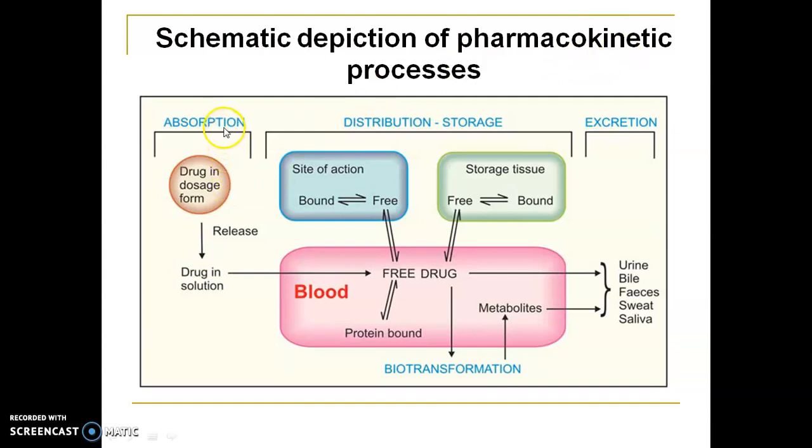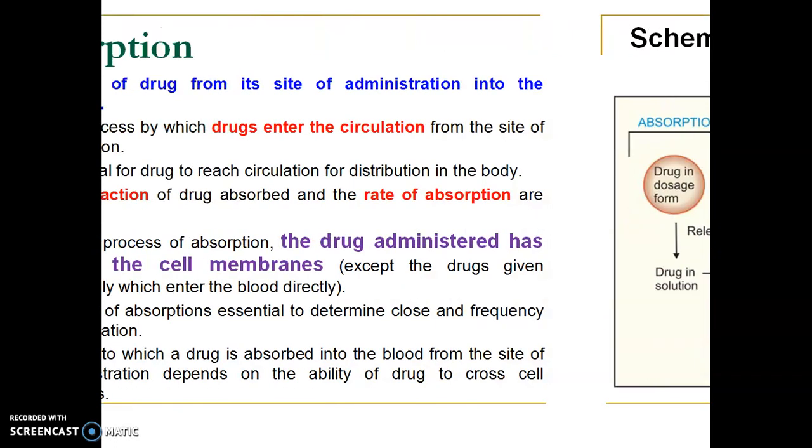So these processes include absorption, distribution, metabolism and excretion. Together they make up the ADME parameters: absorption A, distribution D, metabolism M and excretion E. So these make up the ADME, that is the basic pharmacokinetic processes. Let's begin with the first pharmacokinetic parameter, that is absorption.